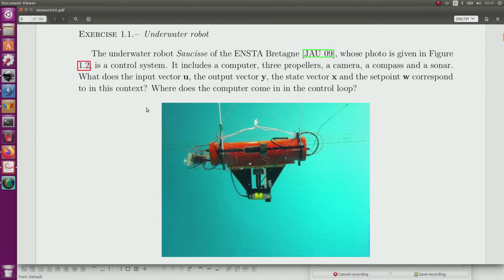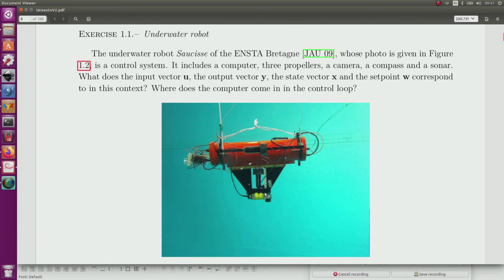Underwater robot. We consider the underwater robot Saucis of Insta-Bretagne, represented here, which participates in the Saucis competition at least 5 times. It includes a computer and propellers, cameras, compass and sonar. In this context, we have to guess what is the input, what corresponds to the output vector y, the state vector, and the set point w.